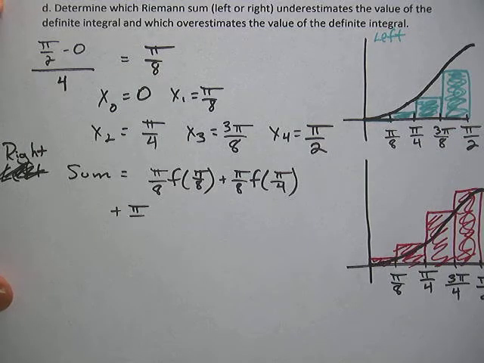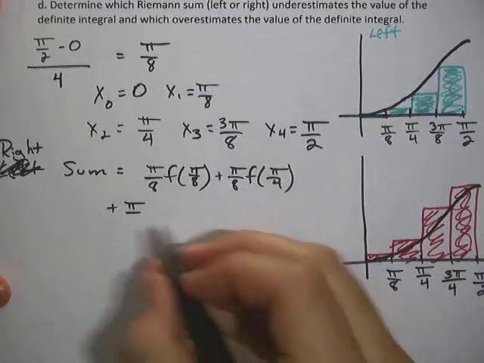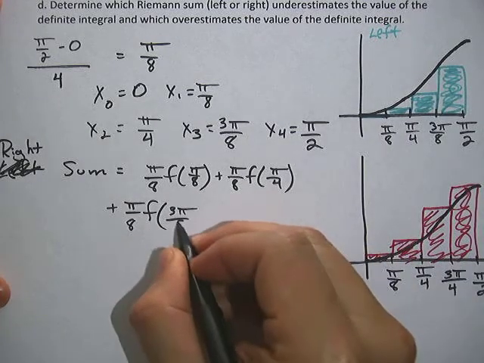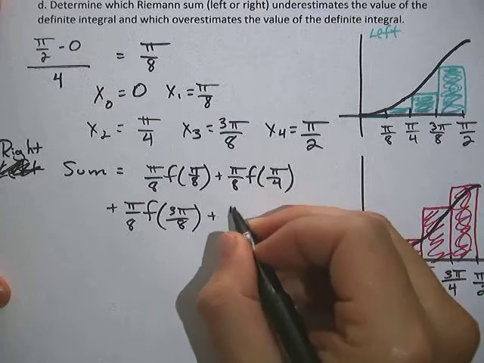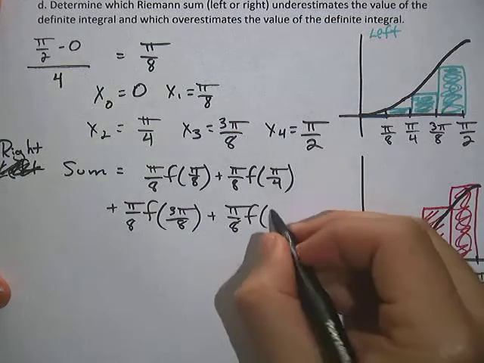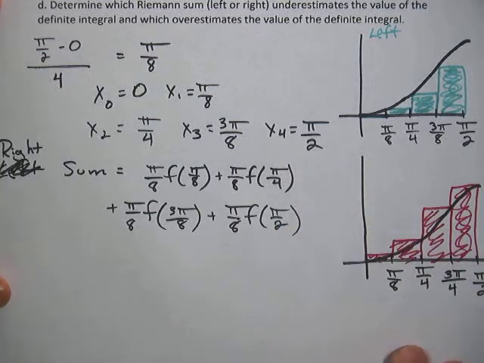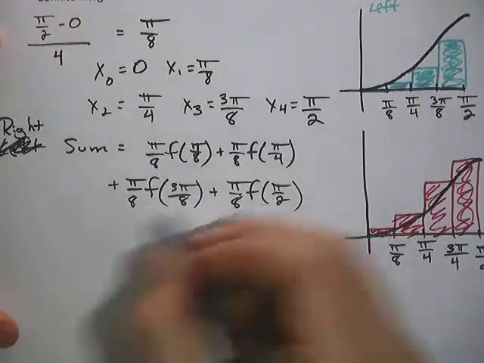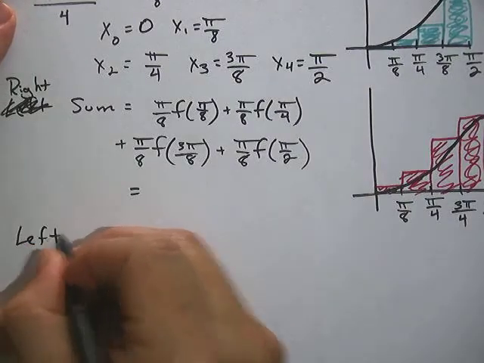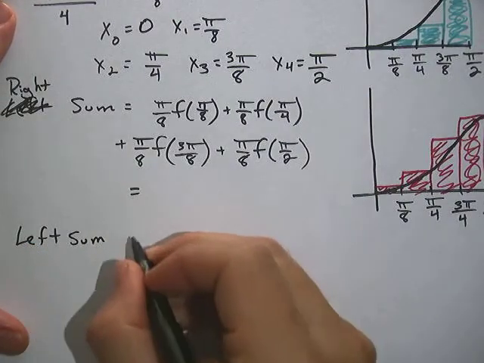So I'm actually doing a right Riemann sum, so I'll continue that. f of 3 pi over 8 and plus pi over 8 times f of the last one, which was pi over 2. Okay, I'll get that answer in a second. I'll leave a little equal sign there. Let's go ahead and actually write down the left one this time, since I screwed it up that time.